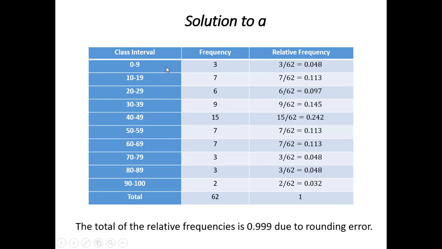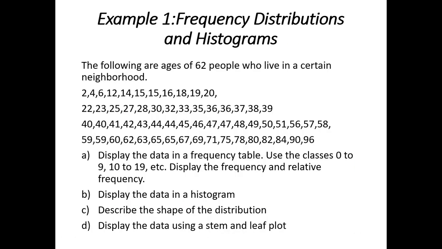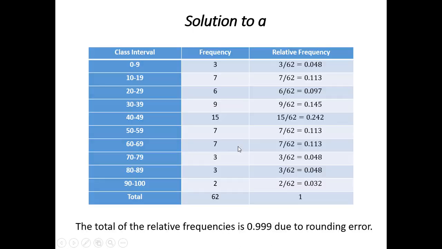Okay. So the next step would be to go through the data set and count the number of values in each interval. So let's try to do that for this first interval. We have 0 to 9. So if we go back, okay, you can see that this list is given in order, okay? So we could quickly see that there are 3 values between 0 and 9. And so that's where this frequency 3 comes from.